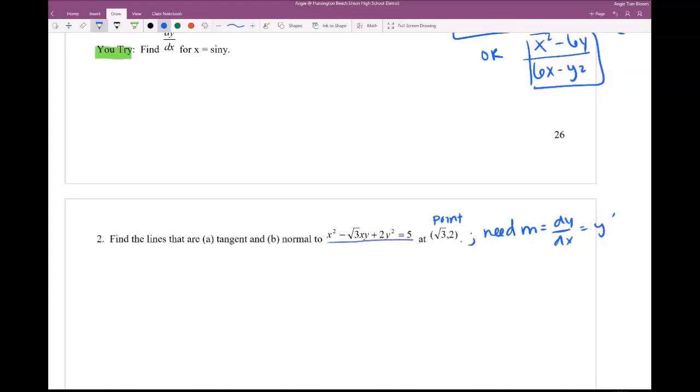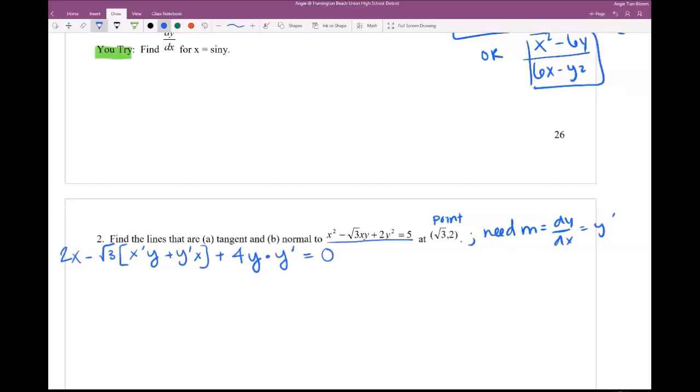So here's the equation. X squared, the derivative of that is 2x, okay, minus radical 3xy. I'm going to factor out a radical 3, and I'm going to use the product rule. So it's going to be x prime times y plus y prime times x. Plus, the derivative of 2y squared is 4y, subtract power 1 from 2, so still 1, but you need to multiply by y prime. The derivative of 5 is 0. Remember, you have to take the derivative to both sides.